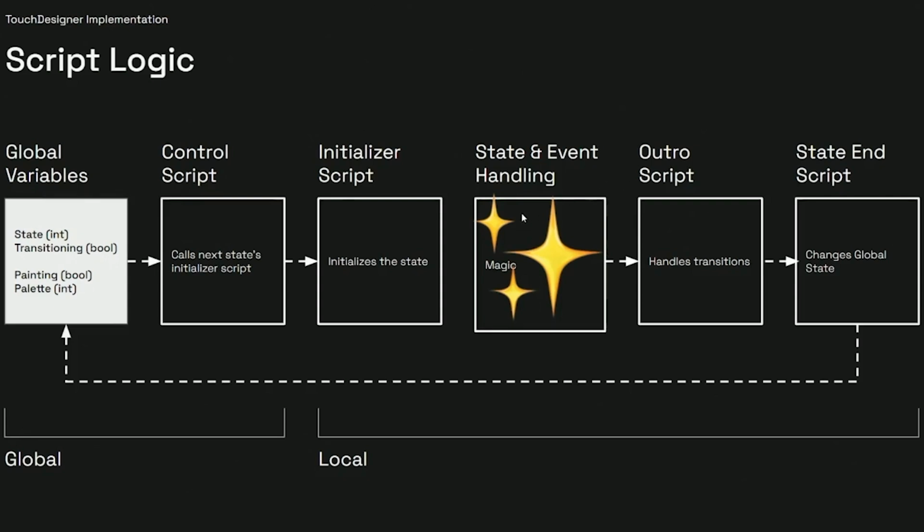And then when that's done, whether that's the user clicking a button or the timer ends, then there's some kind of outro script. And this is what handles the transitions. So if I want to fade things out nicely, if I want to have some kind of acknowledgement for the user before moving to the next state, I do that with the outro script. And then that triggers a state end script, which is what controls the global state. So we're going back up to the top level and changing the state.